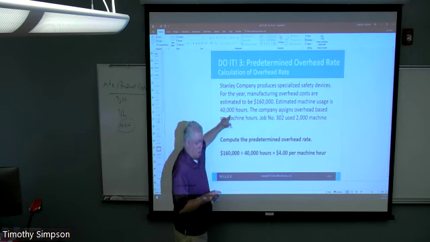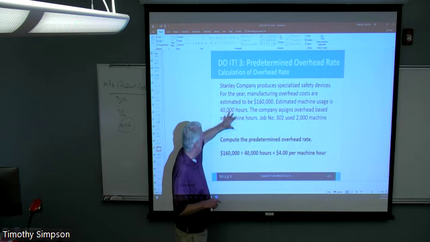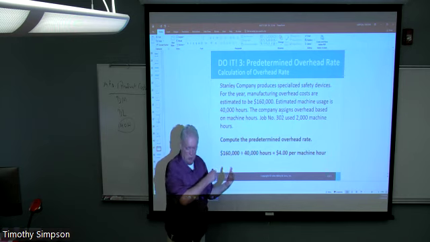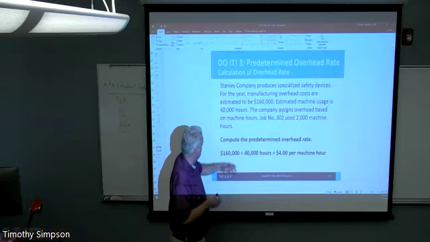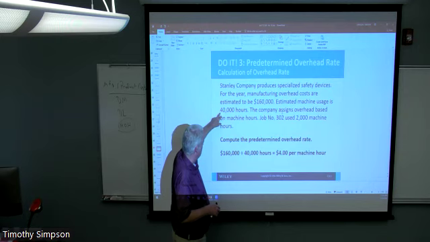Okay, they're going to use machine hours. They're going to assign the driver here. They're going to say is hours. So not dollars as in the example of Wallace, but a number. Okay, so 160,000 and 40,000 hours.